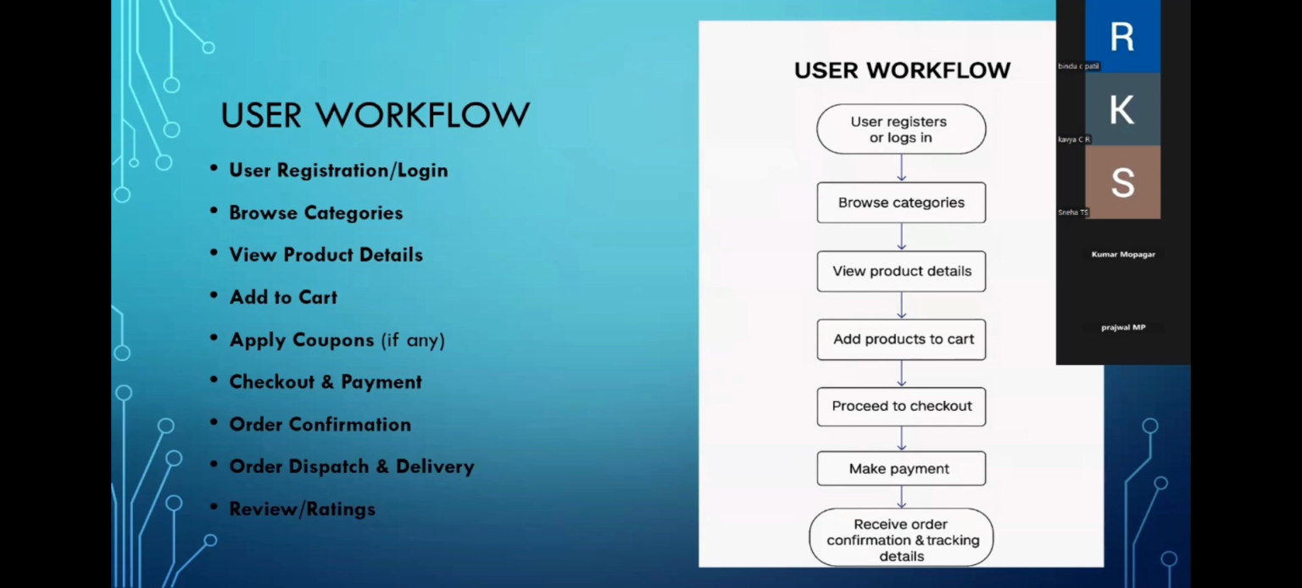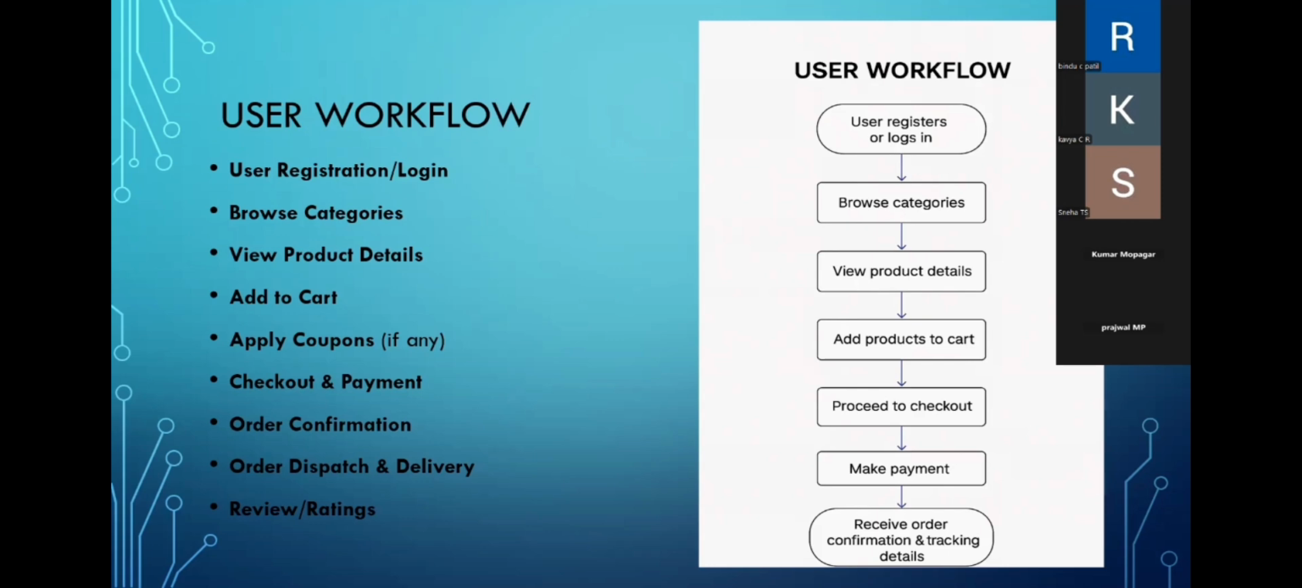View product details. When the user selects an item, detailed information is shown: price, features, reviews and images. This helps the user decide whether to buy the product. Add products to the cart. If the user likes the product, they add it to the shopping cart. Multiple items can be added. The cart stores the quantity and selected variants.